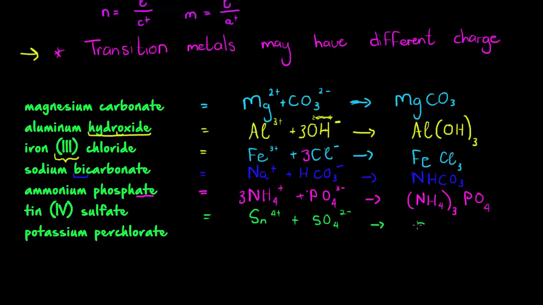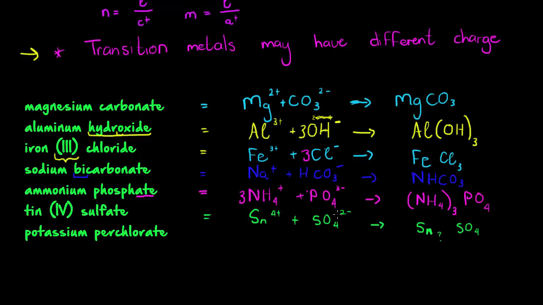Okay, so we have Sn and we have SO4. Now we need to know how many of these we need. Well, we know this one is an excess, so we might need more of these, but let me show you.